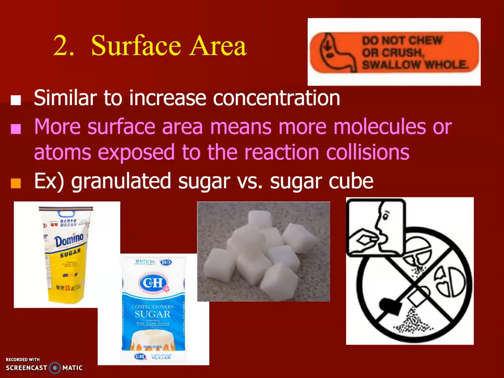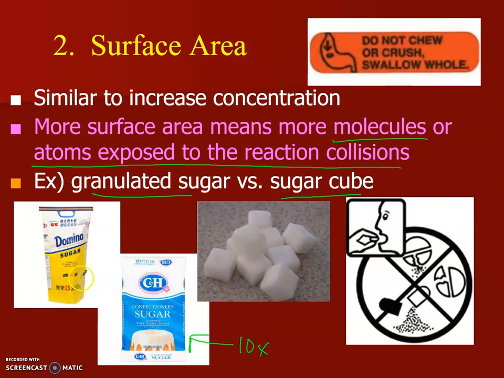Okay, surface area. Surface area is how spread out things are. More surface area means there are more molecules and more atoms exposed to the reaction collisions. You have granulated sugar, you have sugar cubes, you have confectioner's sugar, which is called 10x, which is the same thing as this sugar. It is just 10 times smaller. So it is going to have more chances to have a successful collision.